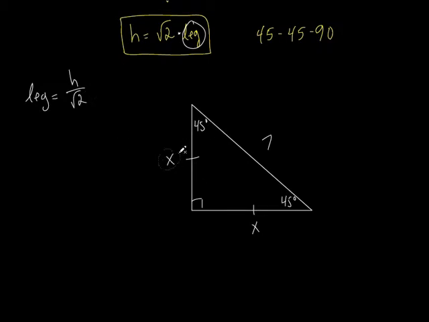So, how would I get this answer right there? What is that going to be? Well, the leg, which is x, you're right. X equals what? The hypotenuse, 7, divided by square root of 2.